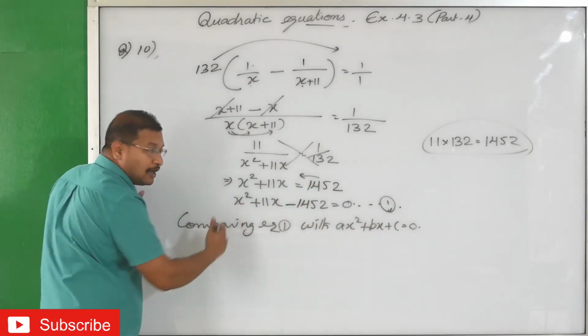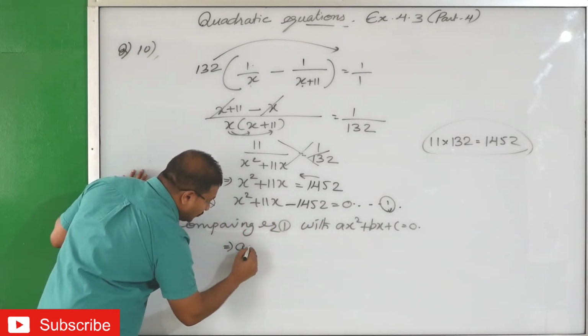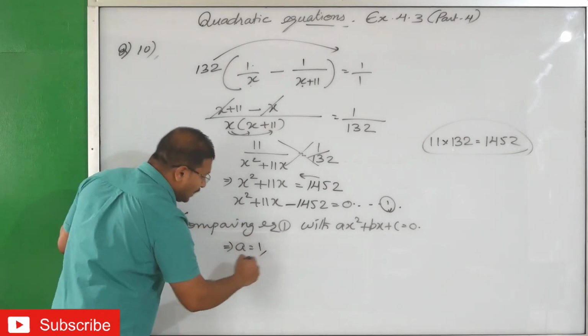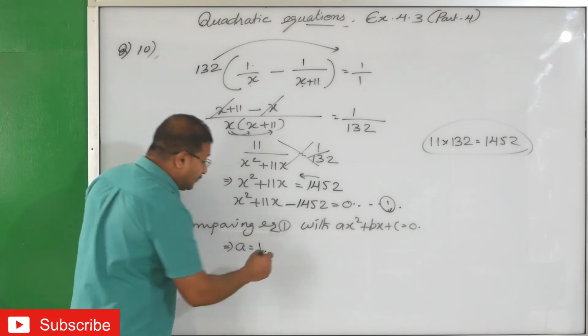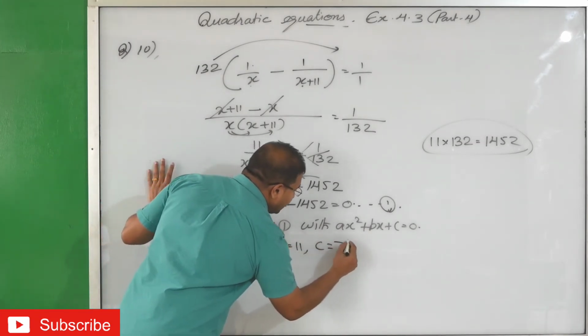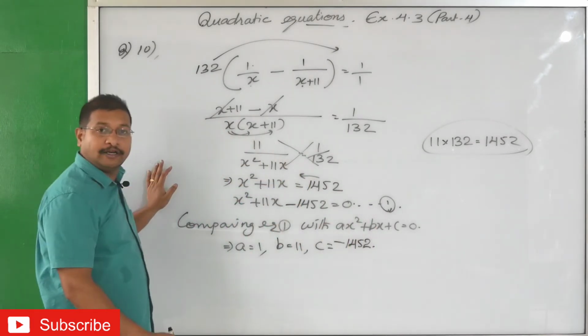Ready? That means a, the coefficient of x square, is 1. And the coefficient of x will be b. B is 11 and the constant c is minus 1452.